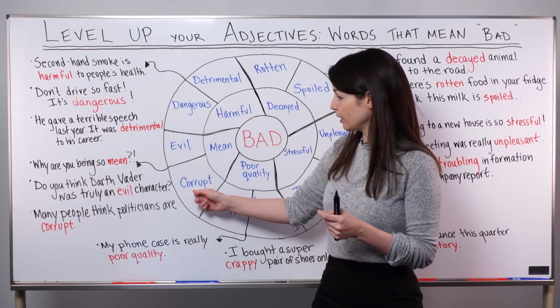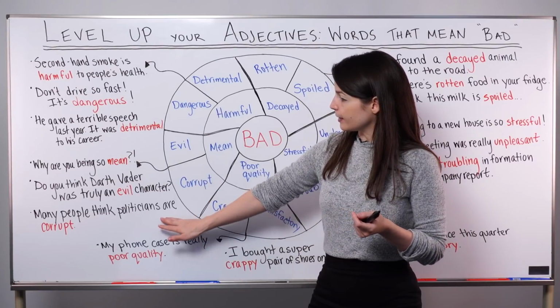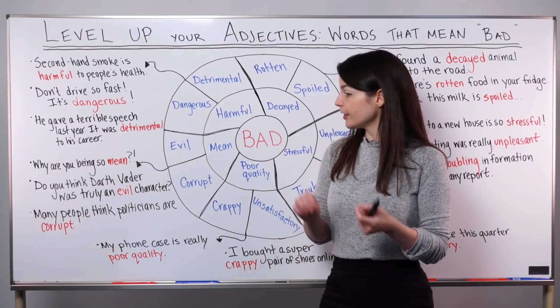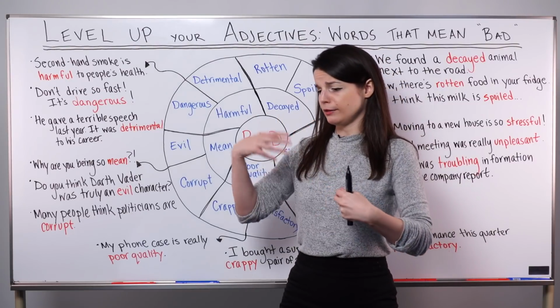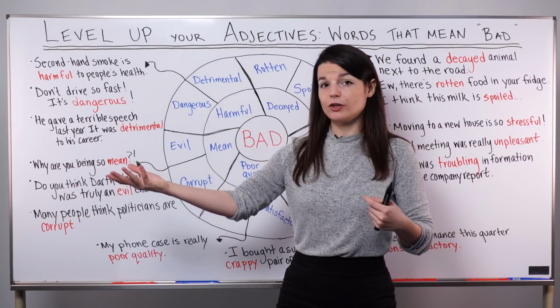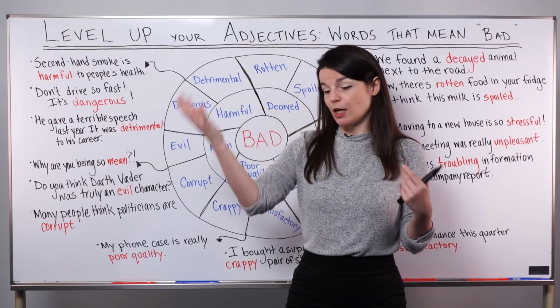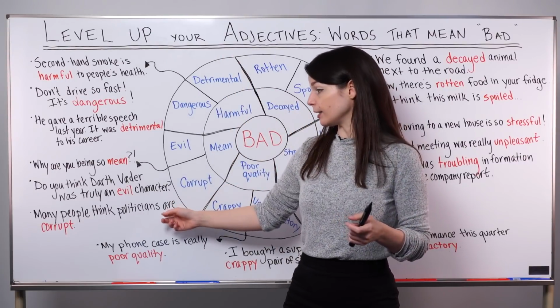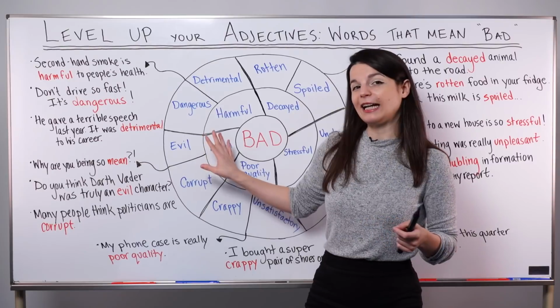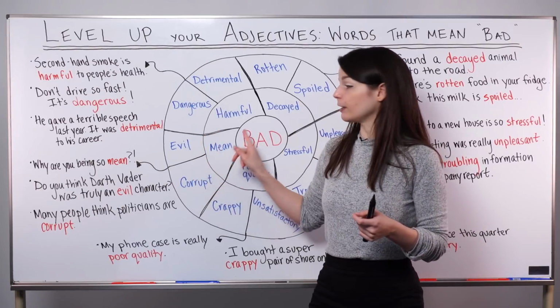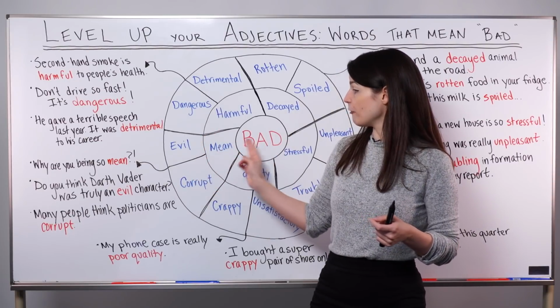Finally, the word corrupt. In this example sentence, many people think politicians are corrupt. So that means, again, exchanging something like money or favors in exchange for another favor, in this case in politics. So these all relate to unkindness, being unkind or being mean as an extension of bad.